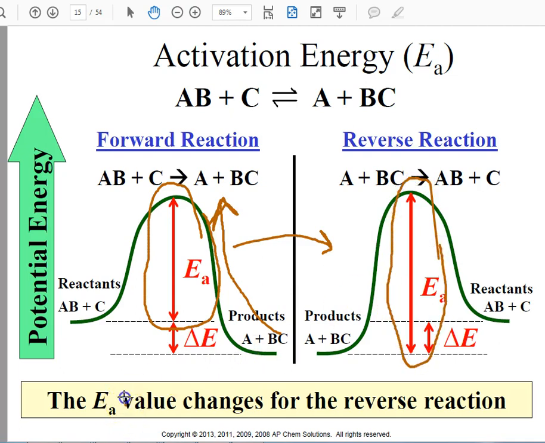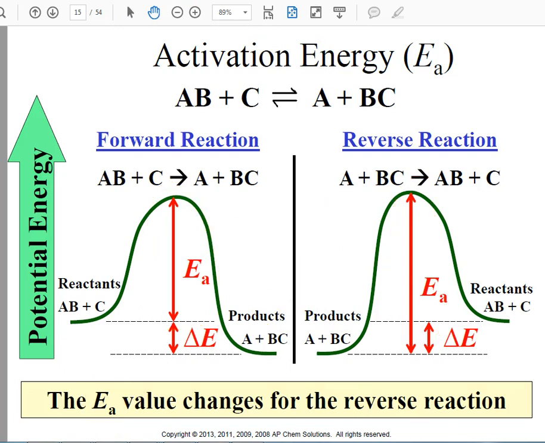So the activation energy is different for the forward and reverse reactions. In this case, when it's exothermic, your forward has a lower activation energy than your reverse. So it's likely that your forward is going to be faster than your reverse in those cases.